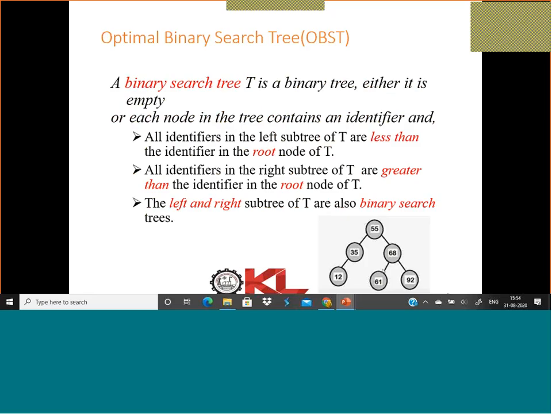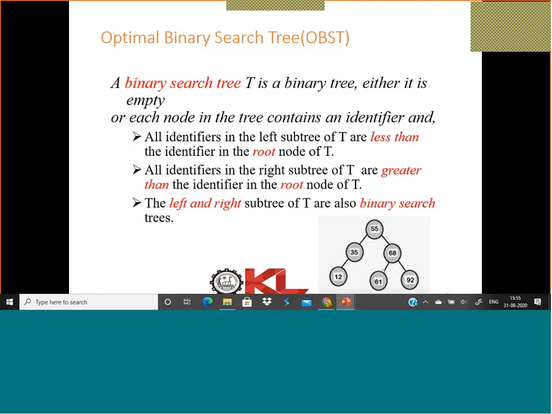So look at the first slide, optimal binary search tree. I think it gives the definition of a binary search tree. A binary search tree is a binary tree. First of all, it is a binary tree, and either it is an empty tree, since an empty tree is a binary tree and a binary search tree also. Each node in the tree contains an identifier, and all identifiers in the left subtree of T are less than it. That is what I said. And all the identifiers in the right subtree of T are greater than it. So that is what a binary search tree is.